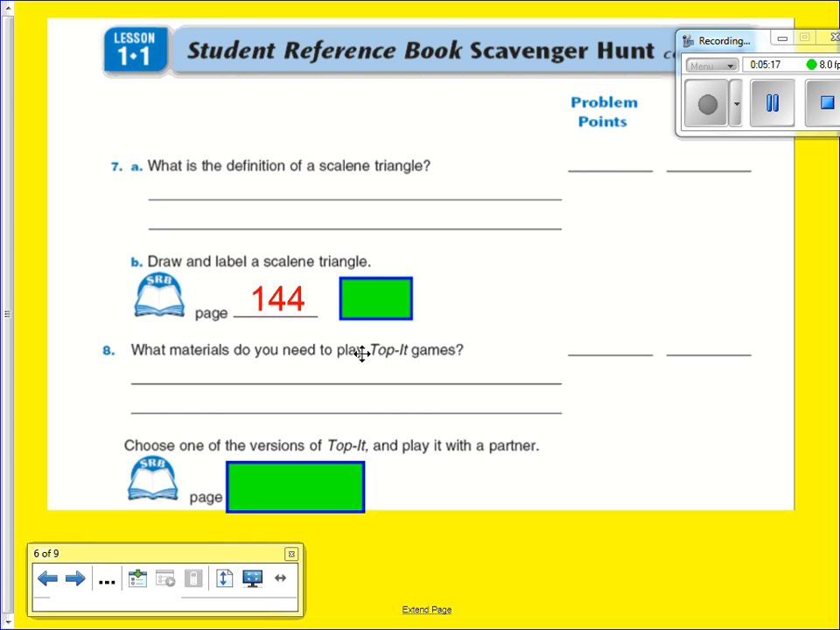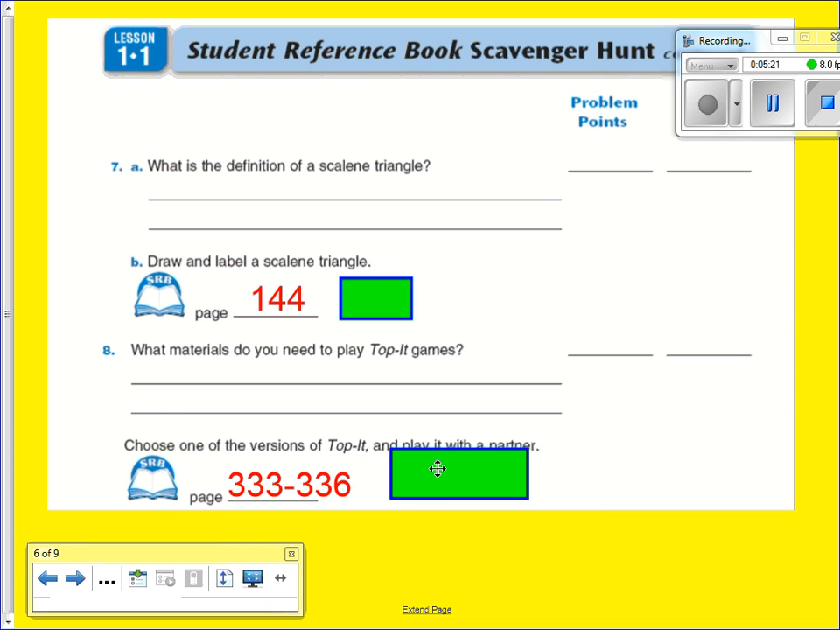What materials do you need to play Top-It games? Well, if you don't remember what Top-It games are, which most likely you probably don't, because I would have to look that up as well, see student reference book pages 333 and 336. Disregard the bottom of that page, any of that chart below question 8. You're not going to be doing anything with problem points and page points.